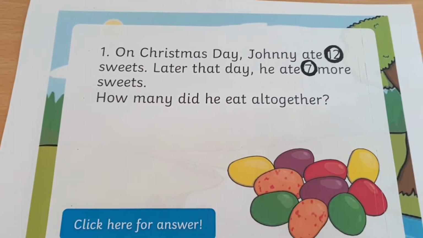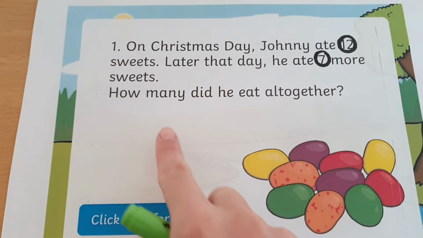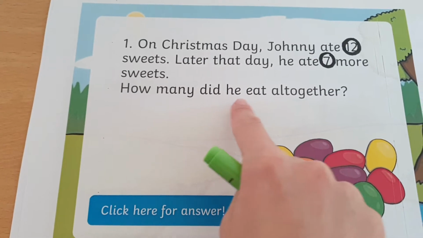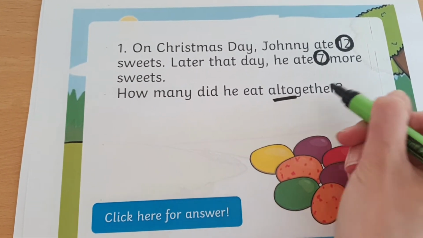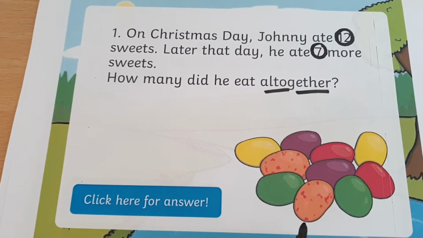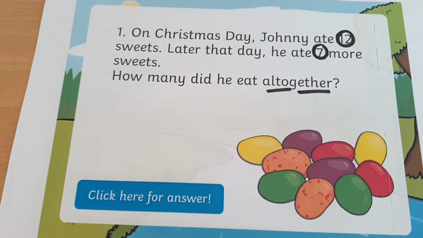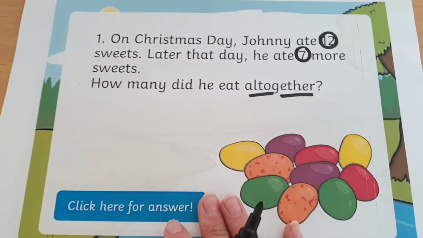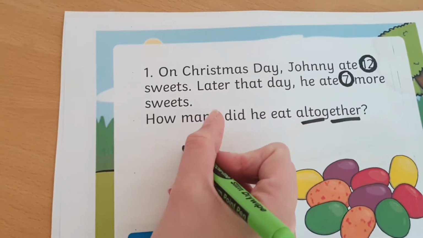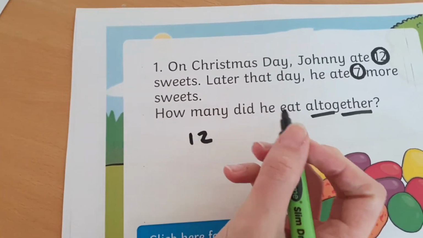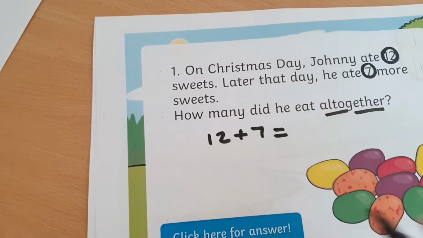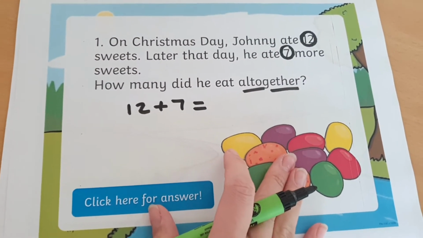But do we know what to do with those numbers? So we need to read this part here to work out what we need to do with those numbers. How many did he eat all together? You should know that the word altogether means that we need to add those numbers together. So we would then write our number sentence. So 12 add 7 equals.